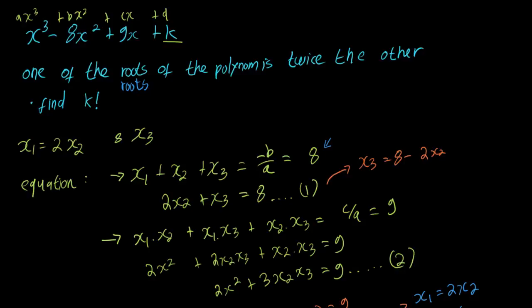Okay, so the question is, there's a polynomial, and one of the roots of the polynomial is twice the other, and you're asked to find k. What I mean by one of the roots is, in this polynomial you could find x plus or minus something, right? Those are the roots, and one of the roots of the polynomial is twice the other, and you're asked to find k.